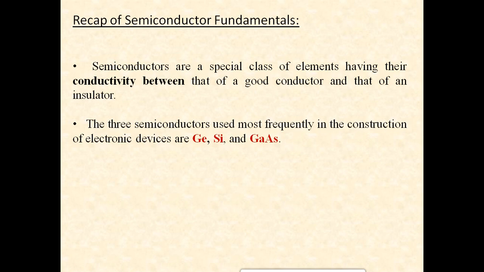Just to give an example of a very good conductor, we can say gold, silver, aluminium, copper. They are all very good conductive elements. Insulators, wood, rubber, these are all excellent insulators which provide excellent insulation. Now the name semiconductor, its property lies between that of a good conductor and an insulator.